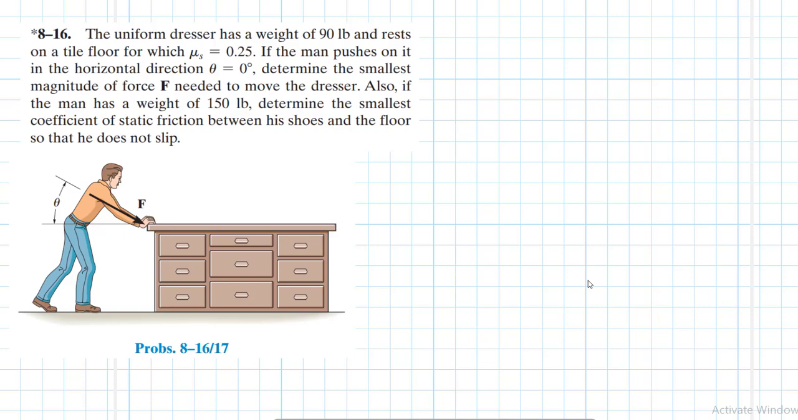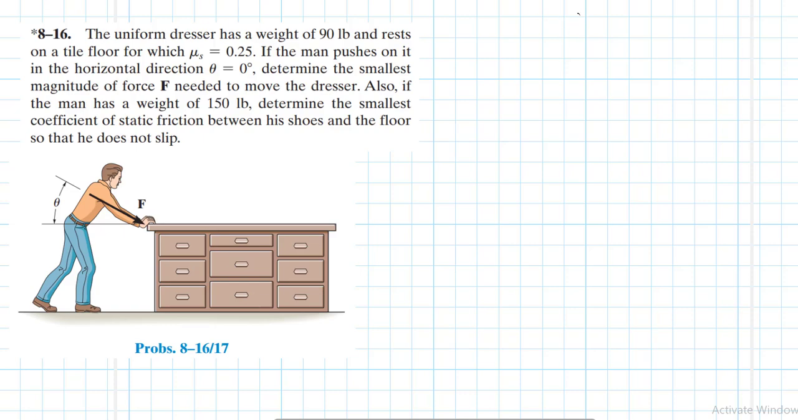The problem reads: the uniform dresser has a weight of 90 pounds and rests on a tile floor for which the coefficient of friction mu s is equal to 0.25. If the man pushes on it in the horizontal direction, where theta is equal to 0 degrees, determine the smallest magnitude of force F needed to move the dresser. Also, if the man has a weight of 150 pounds, determine the smallest coefficient of static friction between his shoes and the floor so that he does not slip.